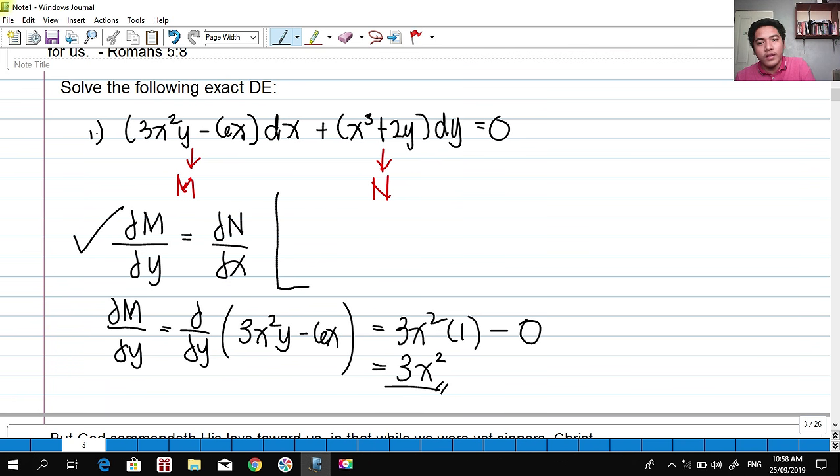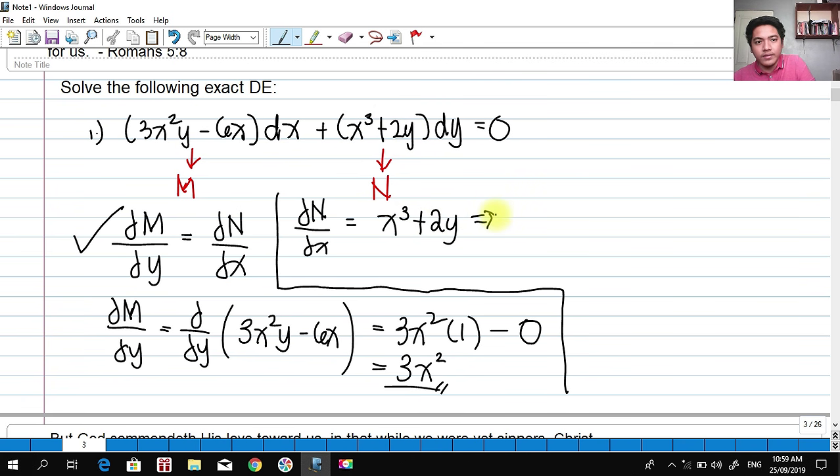So the other one, we will try to get the partial derivative of n with respect to x. Okay? And that is equal to n as a function of x and y. And here is our n. So our n is x cubed plus 2y. So what will happen is that if we get the partial derivative of that, we will be having this: the partial with respect to x of x cubed plus 2y.